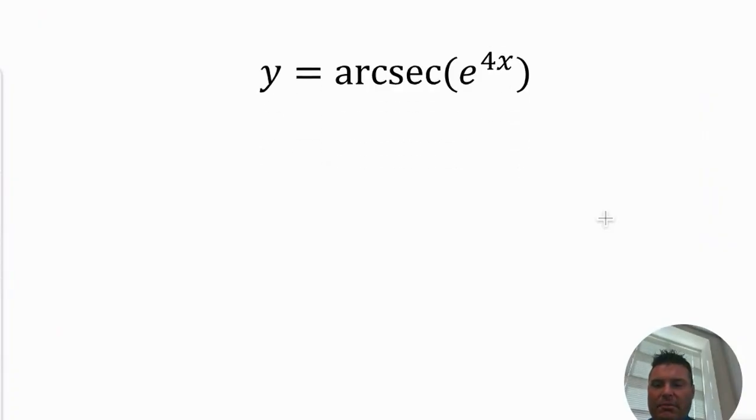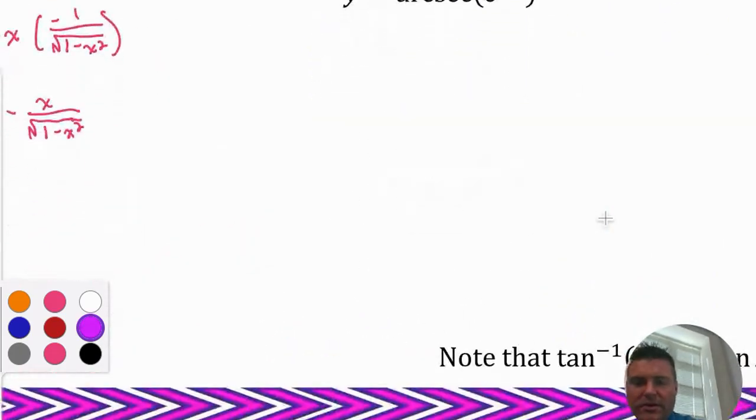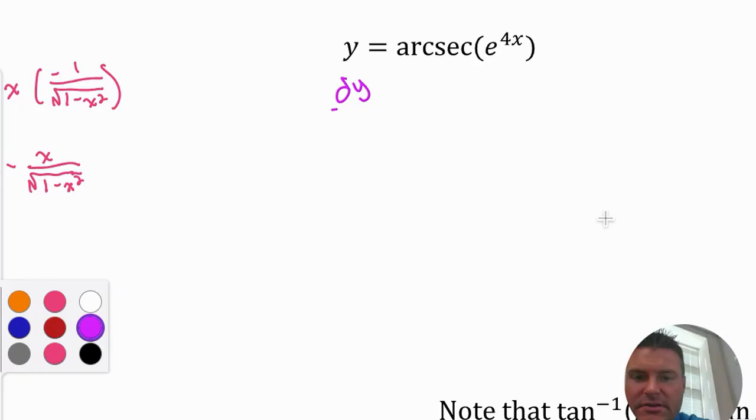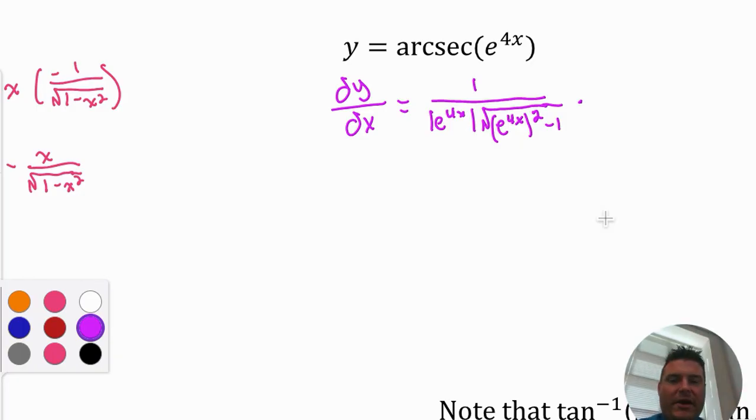We do have an arc secant problem. So let's go with one more color here. I have not done purple yet, have I? I have not done purple. So I'm going to get dy/dx equals, so we have a chain and a chain and a chain. The first one is the arc secant, and then we're going to have an e, and then we have the 4x. For the arc secant, it's 1 over the absolute value of x, which is e to the 4x, times the square root of x squared minus 1, so this is going to be e to the 4x squared minus 1, times the derivative of e to the 4x, which is a baby chain. Hopefully you know the derivative of e to the 4x is just 4e to the 4x.